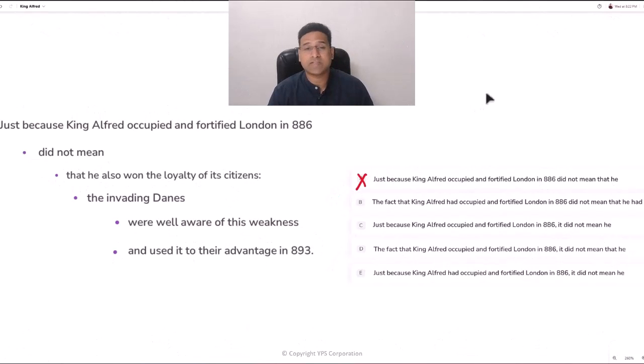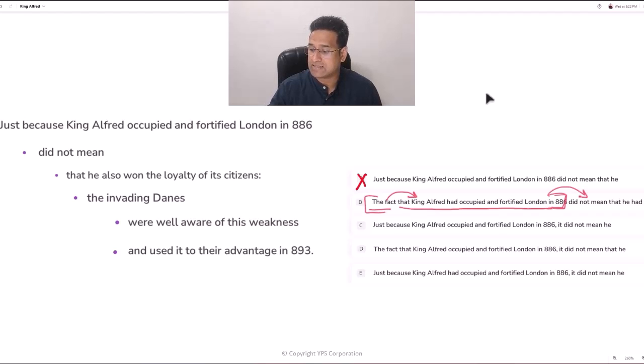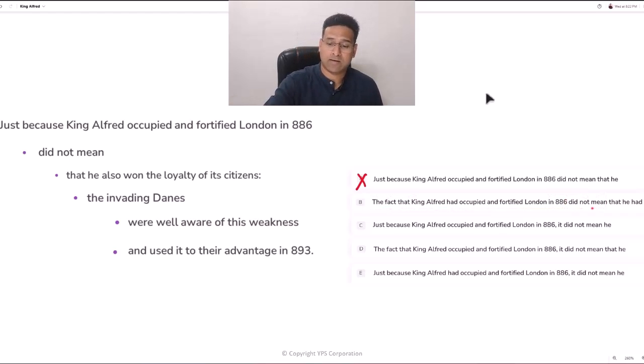Now let's look at answer choice B. Do we have something that can function as a subject of the verb did not mean? Something did not mean, what? The fact that King Alfred had occupied and fortified London in 886 did not mean. Can we call this the subject? The answer is yes, because this behaves as a noun. We have a noun followed by a dependent clause that tells us what that fact is. So this entire phrase is capable of behaving as the subject of the verb did not mean. So this one is clearly correct.